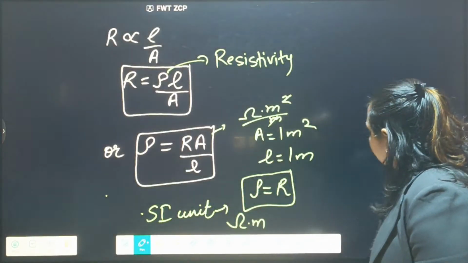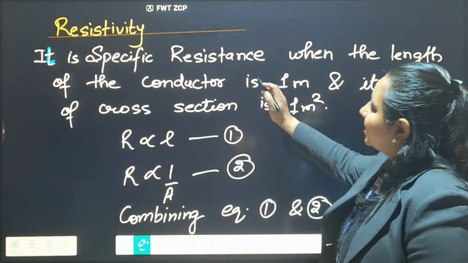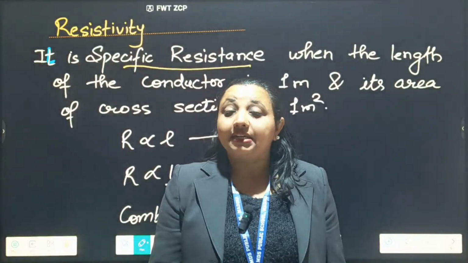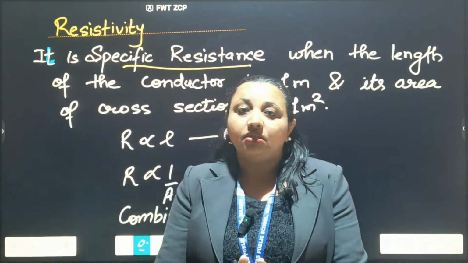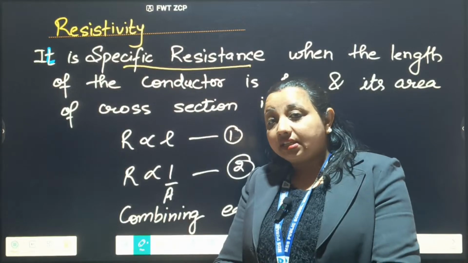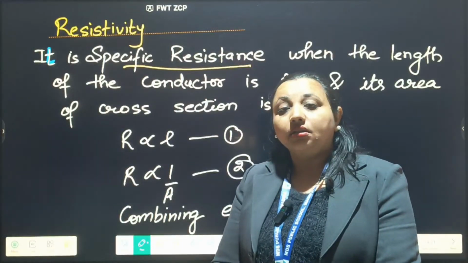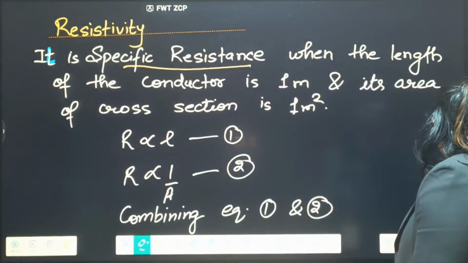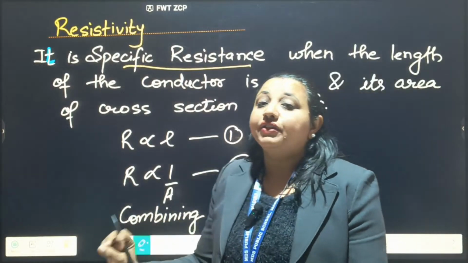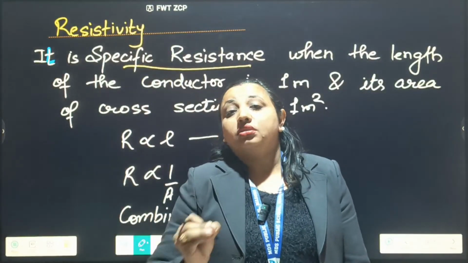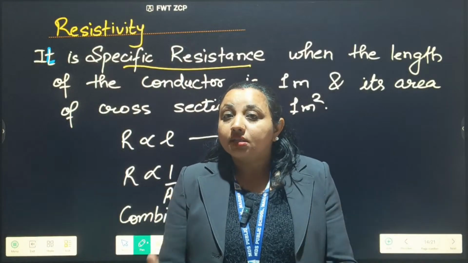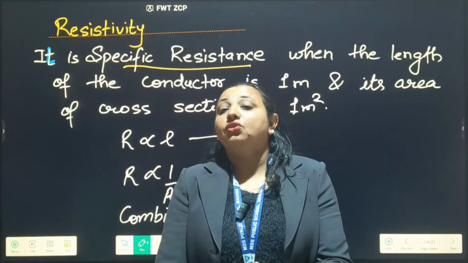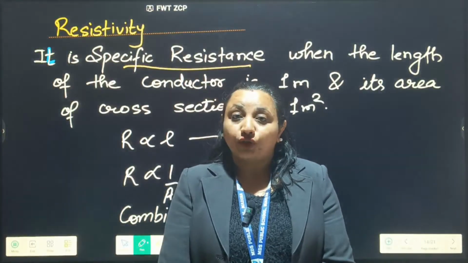So how can we define the resistivity? It is a specific resistance. Specific resistance is when the length of the conductor is 1 meter and its area of cross section is 1 meter square. यानी कि resistivity भी resistance ही है कब? When the length of the conductor is 1 meter and its area of cross section is 1 meter square, right? Some students may get confused in the definition of the resistivity. And one most important point about the resistivity: it does not depend on the length and the area of cross section. It only depends on temperature and nature of the materials.